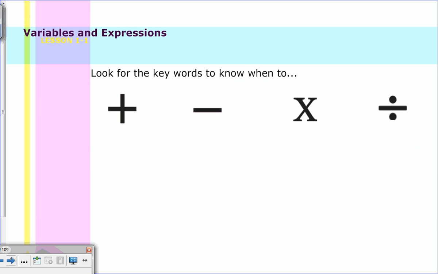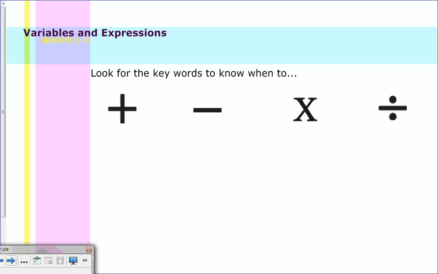Now we're going to move on to the second one. And this is where we're actually going to start writing out expressions now, because they don't always just give you the number and the variable. Sometimes you're going to have to figure out what to write. And a good way to start this is looking for keywords. Now, you will see the 4 symbols up there, operations. Adding, subtracting, multiplying, and dividing.